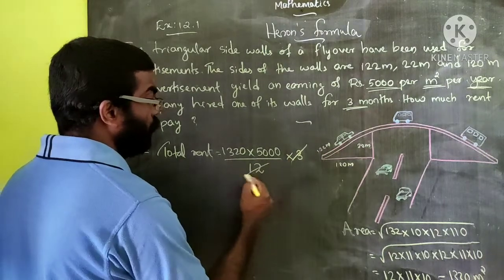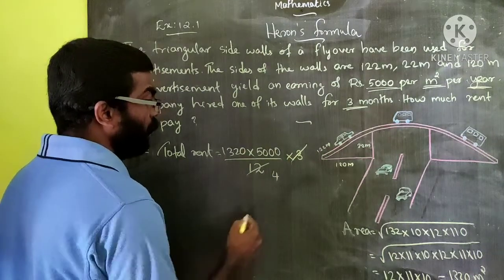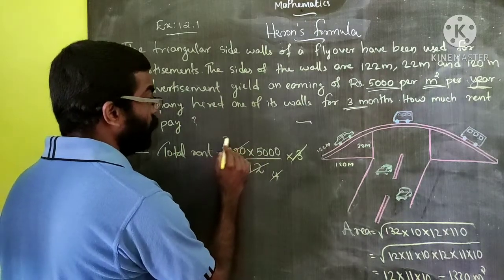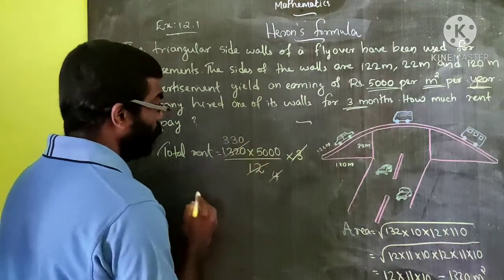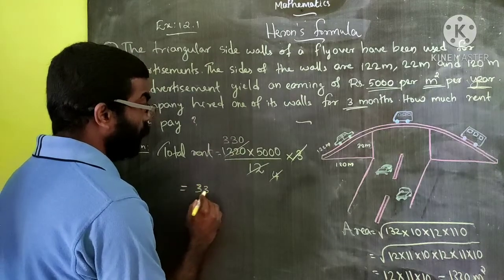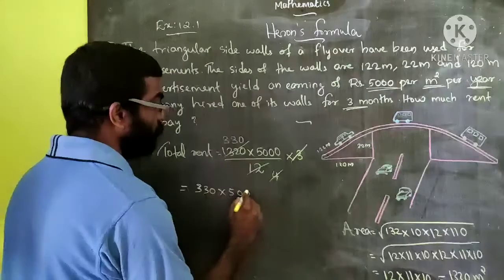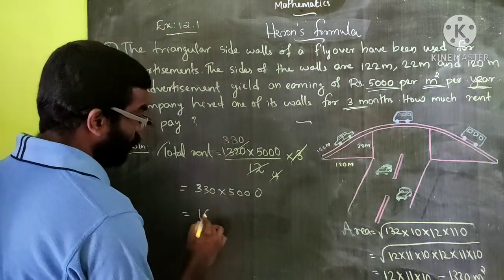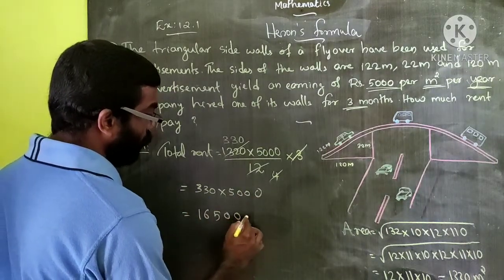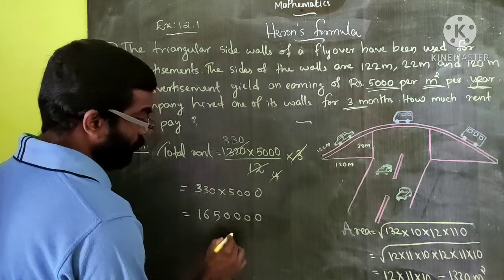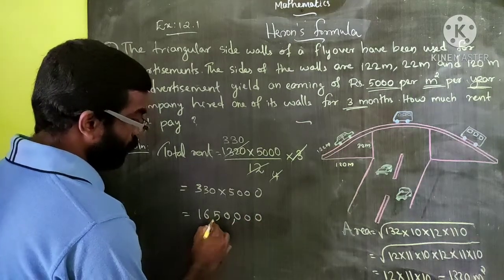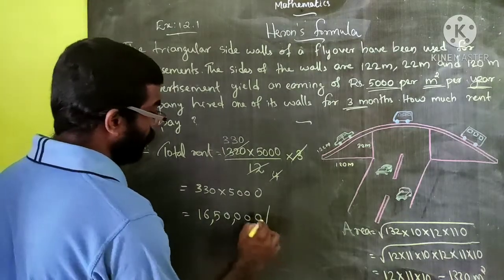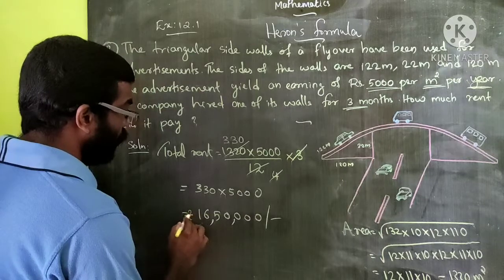3 and 12 we get 4. Again we can divide 4 and 1320. 3 4s are 12, 3 4s are 12, 0. So 330 into 5,000. We can multiply. So we get 1650000. So 16,50,000 rupees. This is our answer.